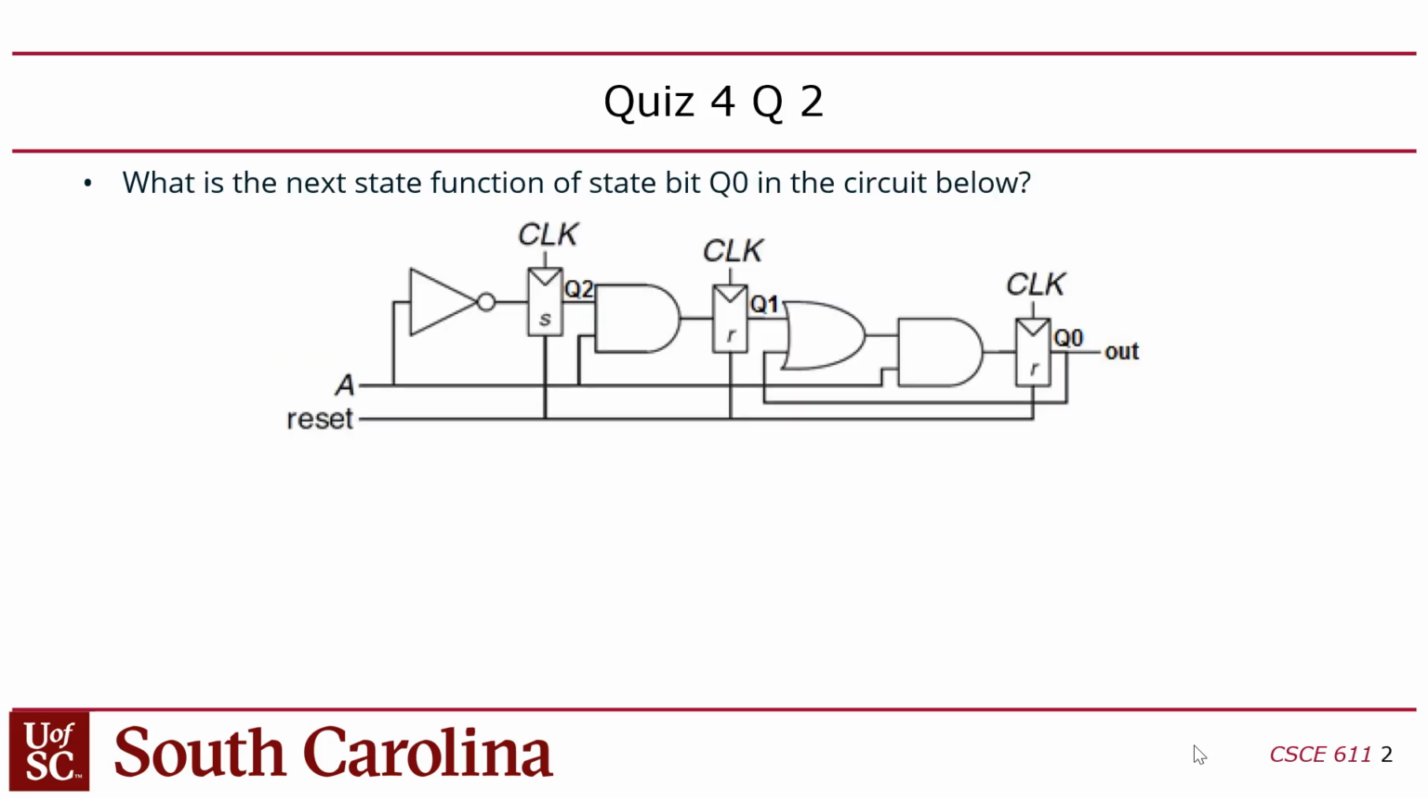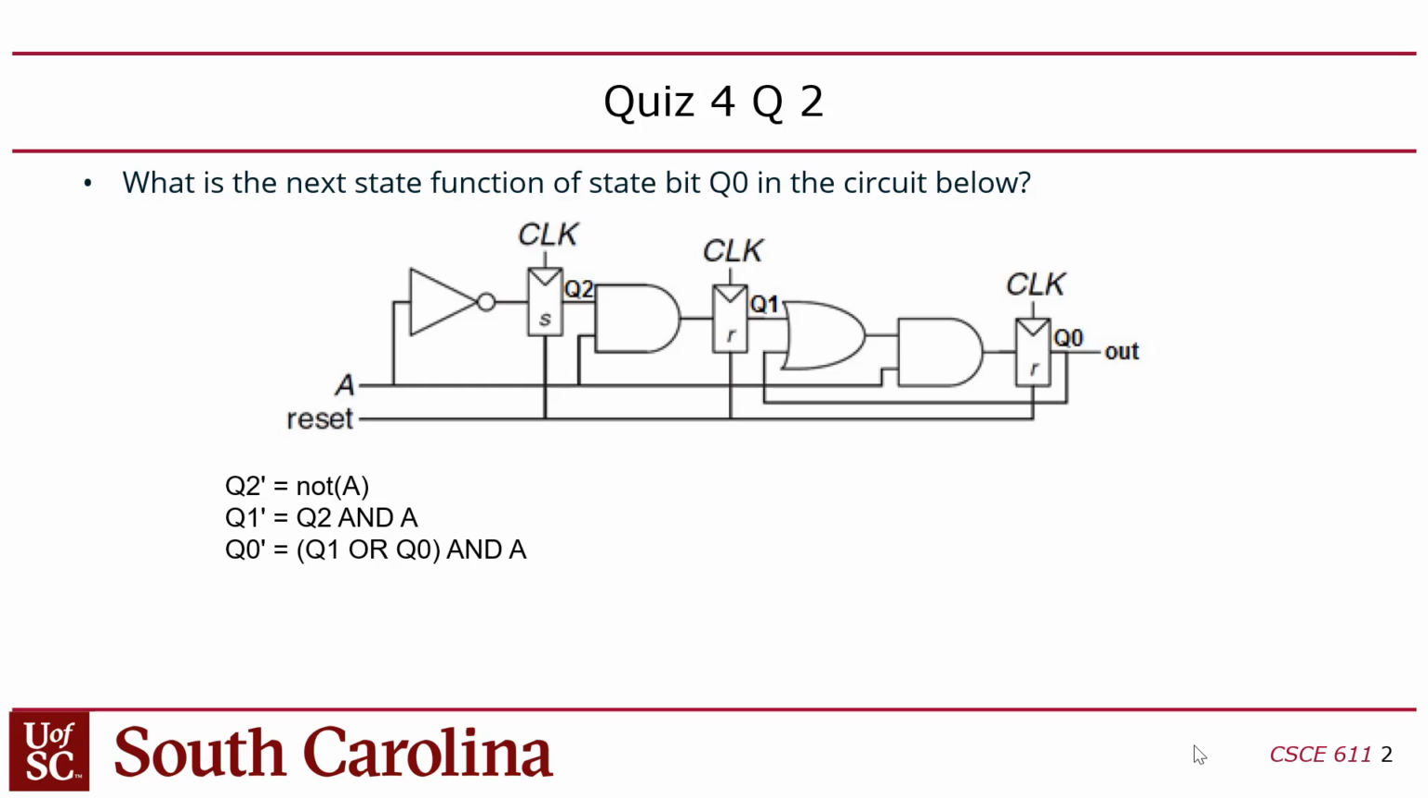What's the next state function of state bit Q0 in the circuit below? For this one, you have to start with the Q0 flip-flop and look at the input, which would be the next state. The next state function is something ANDed with something. The first input to that AND is Q1 or Q0, and then that's ANDed with A. And that's for Q0, right?